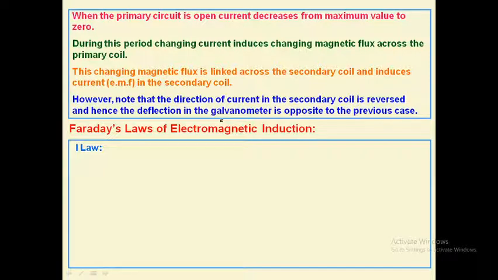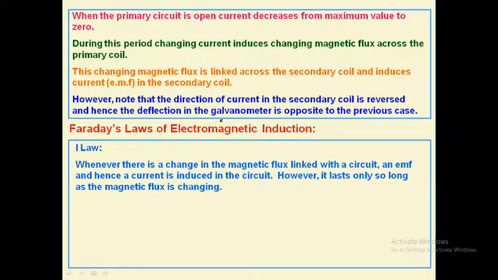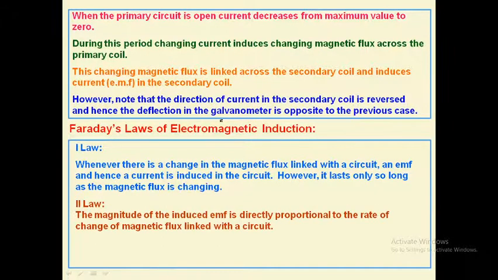So what is the law of Faraday here? First law: whenever there is a change in magnetic flux, an EMF and hence a current is induced in the circuit, however, it lasts only so long as the flux is changing. Second law, which tells you the magnitude: the magnitude of induced EMF is directly proportional to the rate of change of flux.